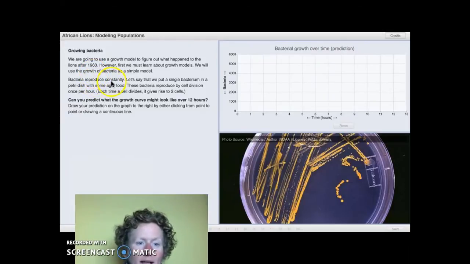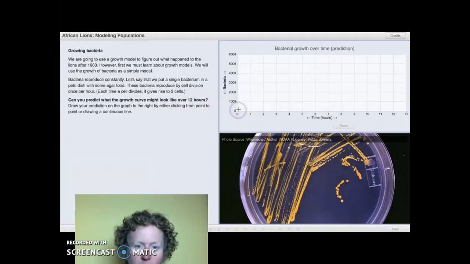Bacteria reproduce constantly. Let's say we put a single bacterium in a petri dish with some agar food. That's the gel-like material here in this dish. These bacteria reproduce by cell division once per hour. Each time a cell divides, it gives rise to 2 cells. So what would happen over 12 hours?